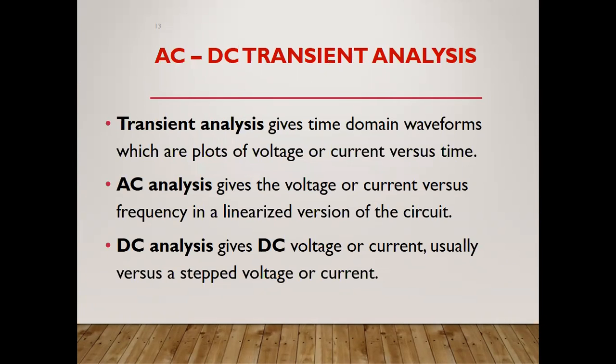So in short, there are two analysis parts, that is nothing but the AC as well as the DC. While we are studying the AC and the DC transient analysis, we should be aware of the basics: what is meant by the AC analysis, and what is meant by the DC analysis. In short, the transient analysis gives the time domain waveform, which plots the voltage or the current with respect to the time period.